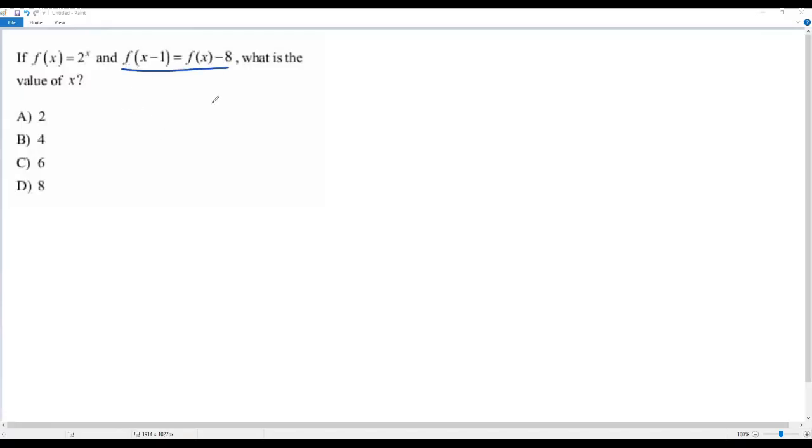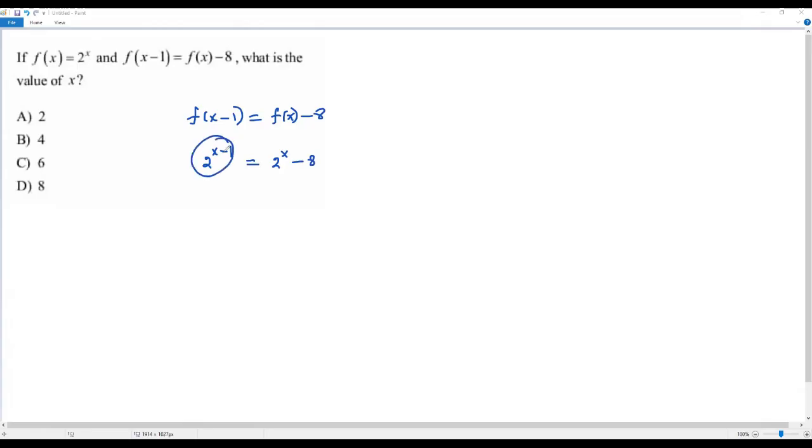Okay, now let me take this equation, that is f(x - 1) = f(x) - 8. To get f(x - 1), I have to plug in x - 1 for x. When I do so, on the right side also I have to plug in x - 1 for x. Then I am getting 2^(x - 1). So this is what I am getting for f(x - 1). And for f(x), we can take it as it is. That is 2^x - 8.